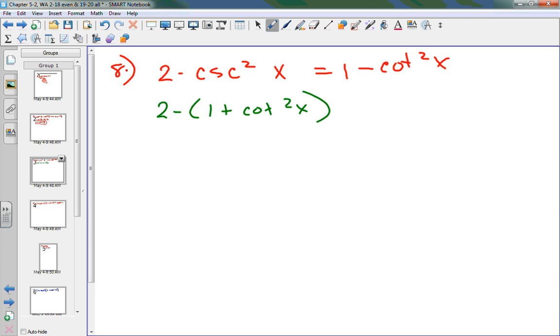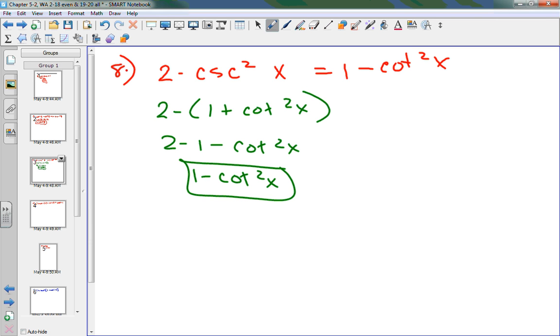Why did I put parentheses around it? Because I replaced one term with two terms. Agree? So now I distribute. 2 minus 1 minus the cotangent squared. 2 minus 1 is 1 minus the cotangent squared of x. Done.